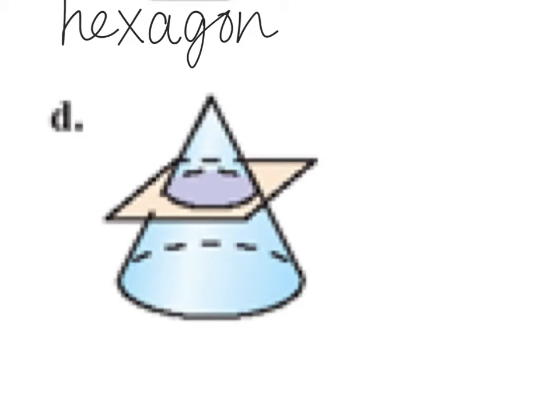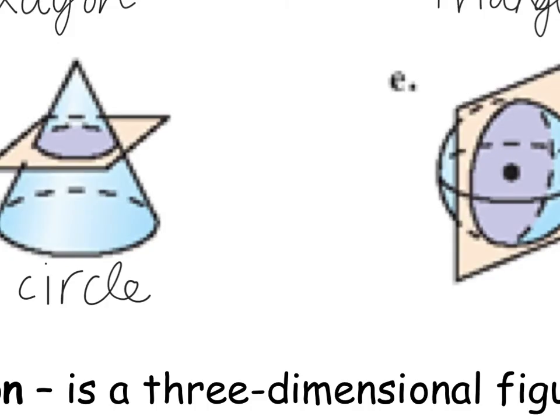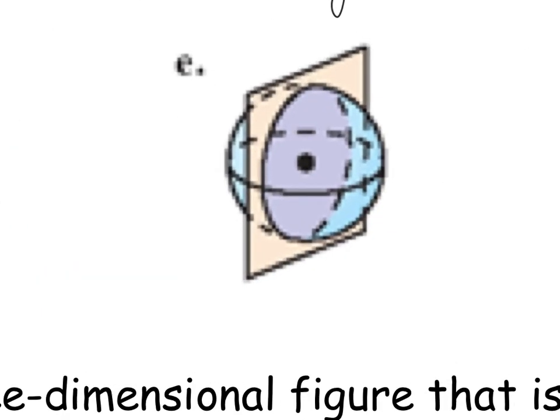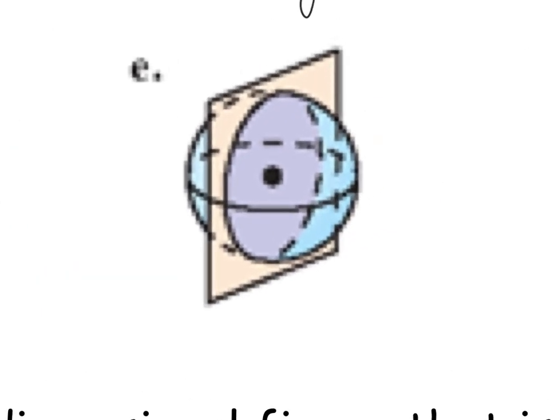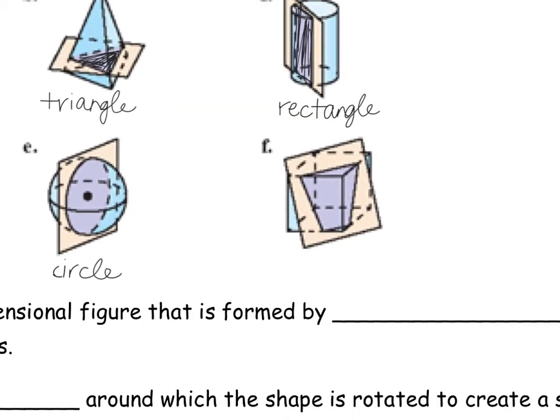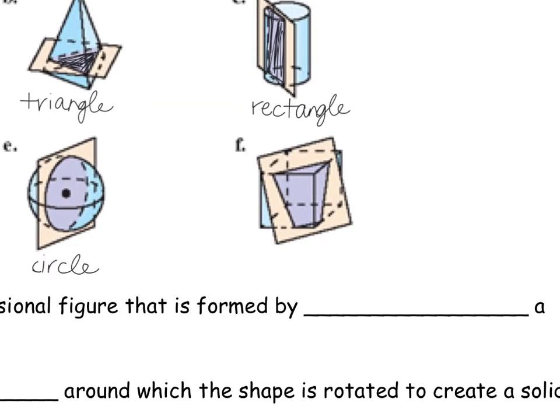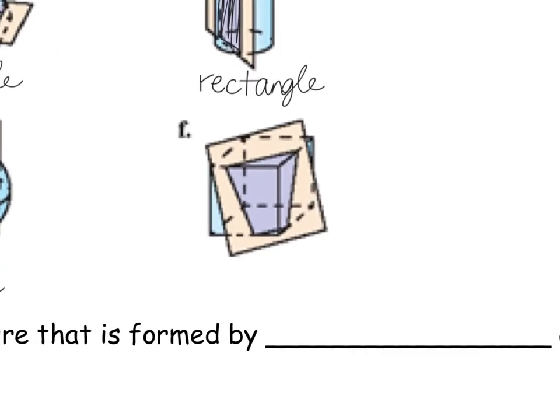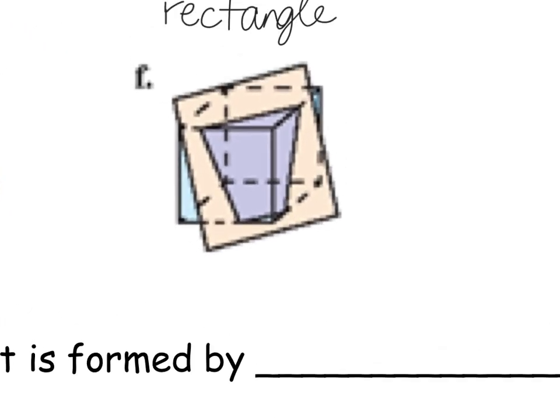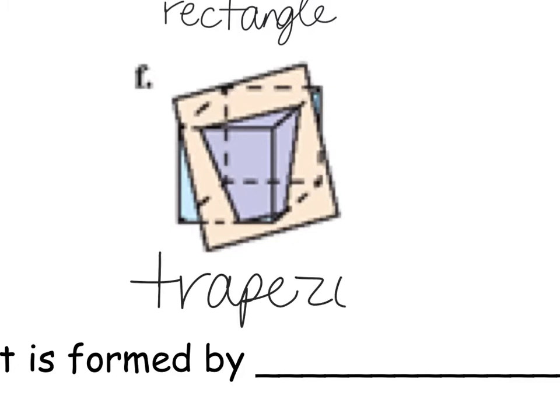You slice the cone horizontally and what do you get? Circle. You slice the sphere through the center of any kind and you get a circle. And last one, this one is a little weird. This is a cube that's been sliced kind of diagonally but not perfectly. And it gives you a trapezoid. It's not a triangle.